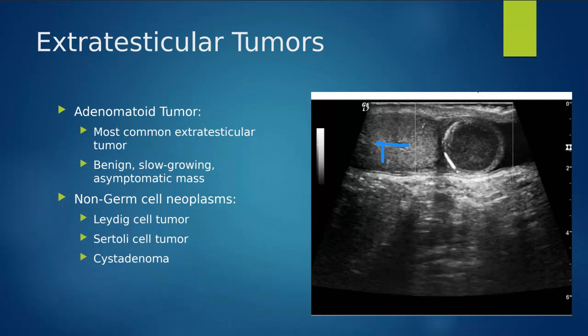Now we also have non-germ cell tumors that can occur extra-testicularly. So we can see a Leydig cell tumor outside of the testicle. We can also see a Sertoli cell tumor outside of the testicle, and we can see a cystadenoma. These are not going to be more common for us to see outside of the testicle, but we can see these outside of the testicle. Mainly, we're going to see an adenomatoid tumor.